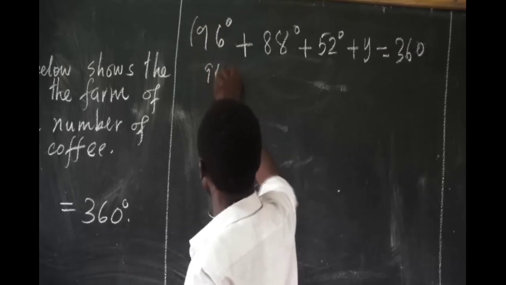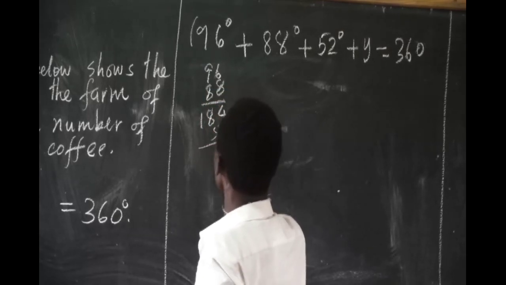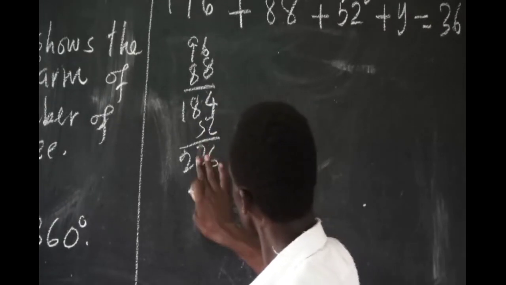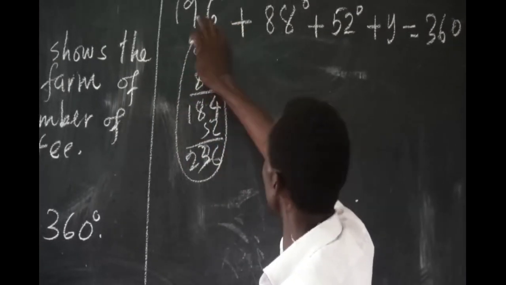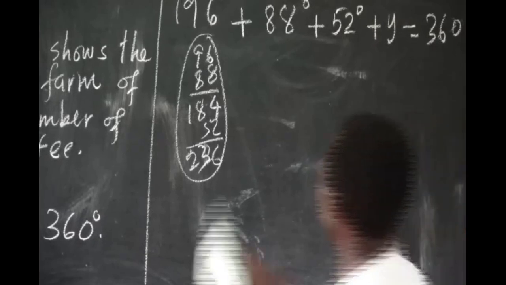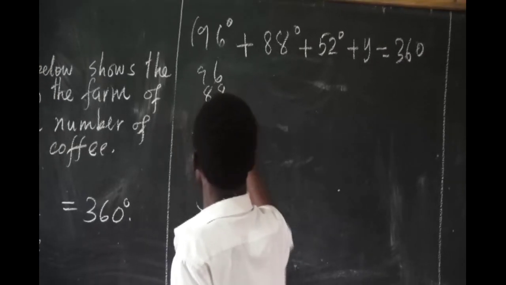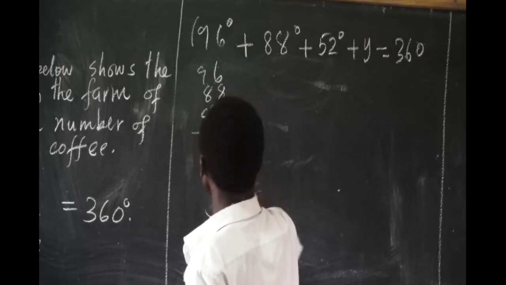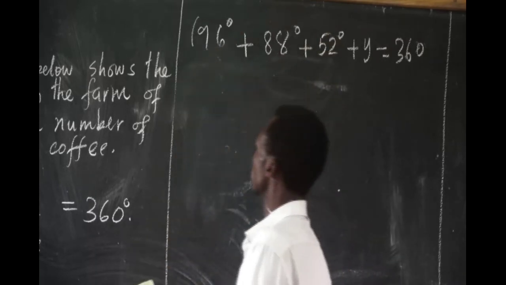We collect the like terms by taking 96 plus 88 plus 52. 96 plus 88 is 184, and then plus 52 is 236. Now the total of these degrees is 236.